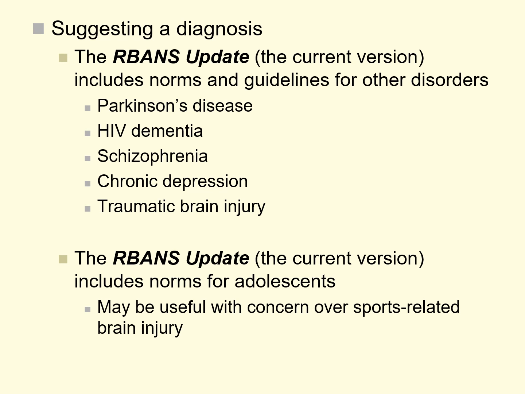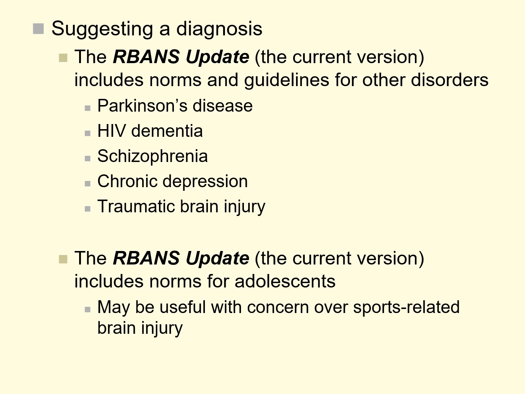Okay, suggesting a diagnosis. The RBANS-Update in its current version includes norms for these disorders. It also includes some other norms for other disorders, so Parkinson's disease, HIV associated dementia, schizophrenia, chronic depression. I think that those are very interesting, and traumatic brain injury. So it's not that you can be entirely sure to differentially diagnose these conditions based on just the RBANS, but they can be useful for helping to further your assessment or helping to track functioning over time.